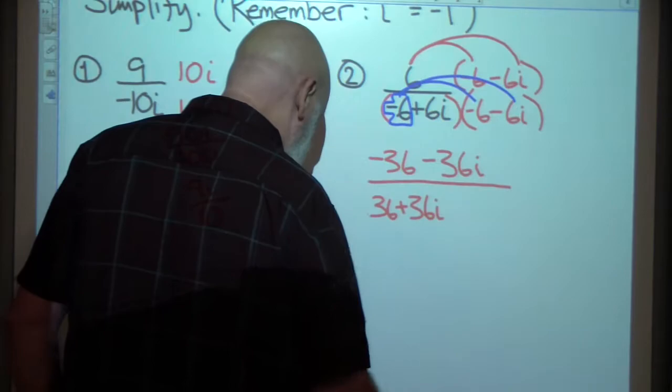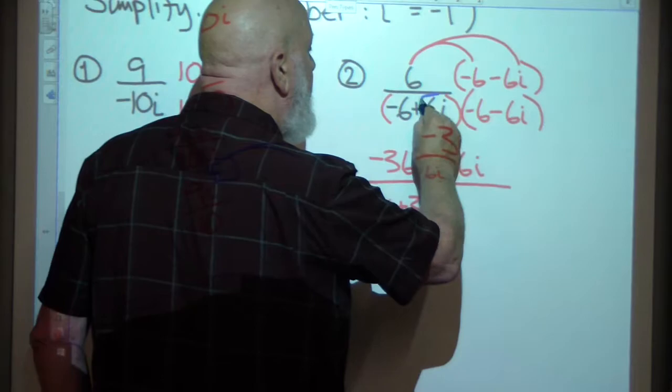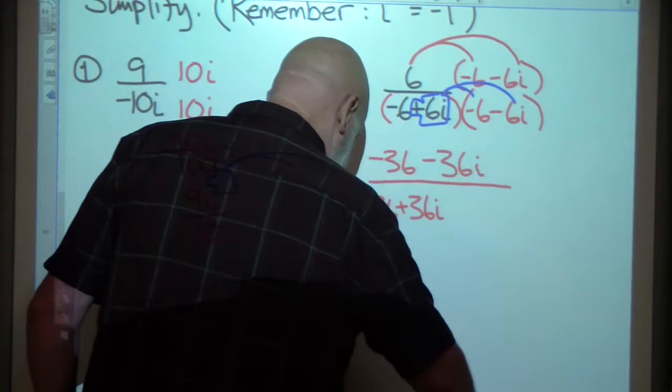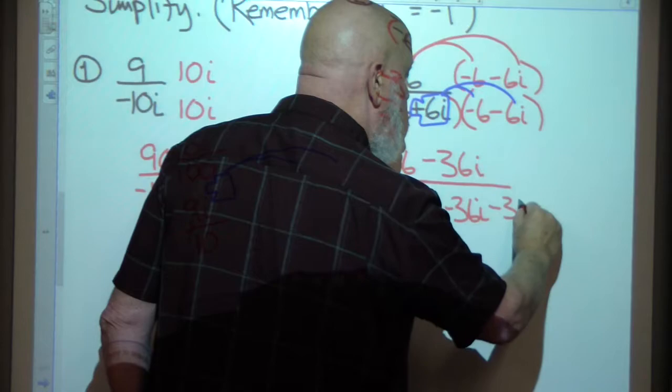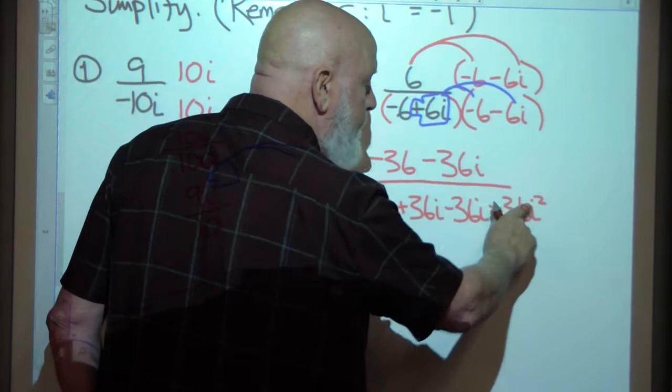And then I'm going to take this one and do the same. Distribute it. And that will give me negative 36i minus 36i squared. And remember, i squared is negative 1. So this is going to be negative 36 times negative 1. So here we go. I'm going to simplify the bottom now.